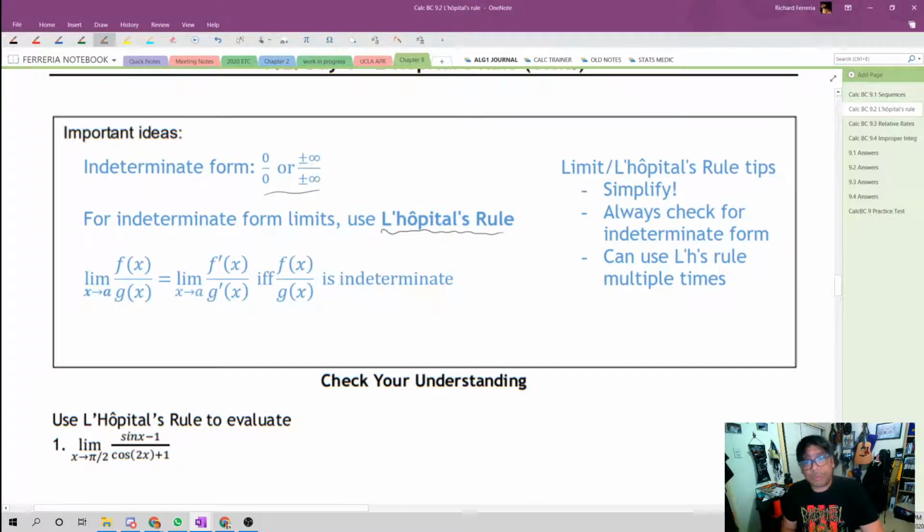So with L'Hopital's rule, I do have these hints for you, or these tips. Number 1, simplify. Make sure you simplify. Always check for indeterminate form. More than one student has been burned because they used L'Hopital's rule on something that is not indeterminate. Gotta tell you. And then the other tip is you can use L'Hopital's rule multiple times. So if you take L'Hopital's rule and you still get something indeterminate, take L'Hopital's rule again. It's okay.